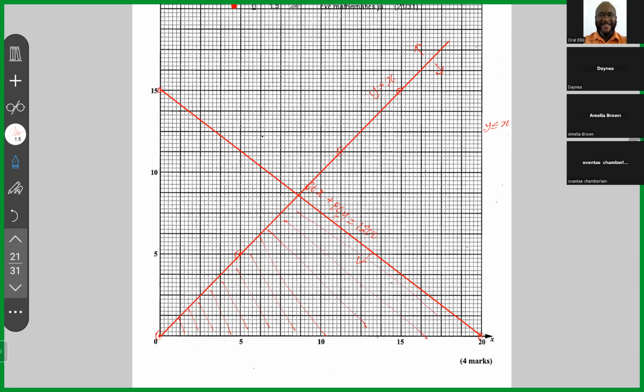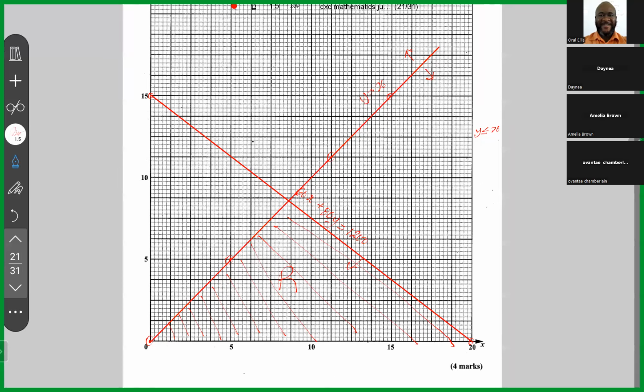We're told by the examiner to label the region R. So this region is R. All right, let's see the questions that follow.